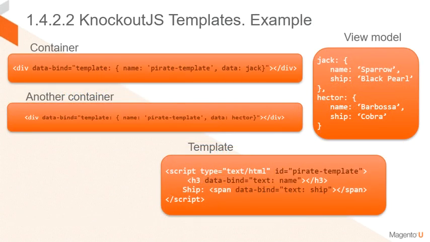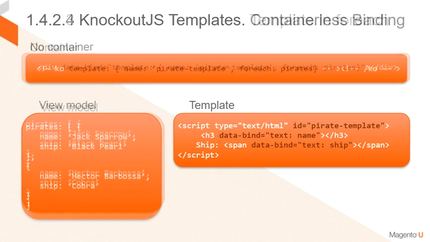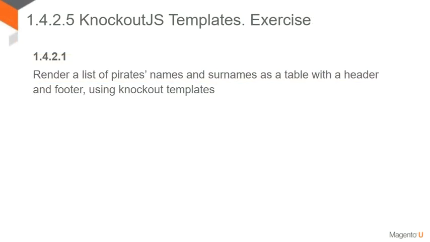In the example on the slide, we can see how Knockout templates look. The template itself is placed inside a script tag. The view model provides data that can be connected to the template using template binding. Template binding is applied to some container node, and the same template may be used multiple times. It is also possible to render a template multiple times using a foreach statement in the template binding, as shown on the slide. Templates can be rendered without a container node using Knockout containerless syntax. Follow the instructions on the slide to complete this exercise.